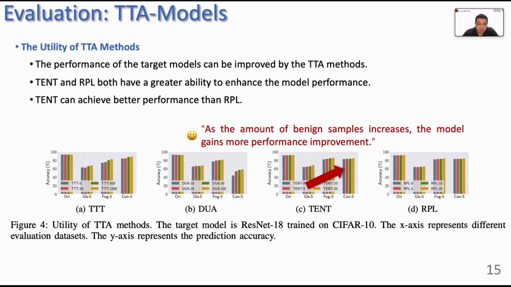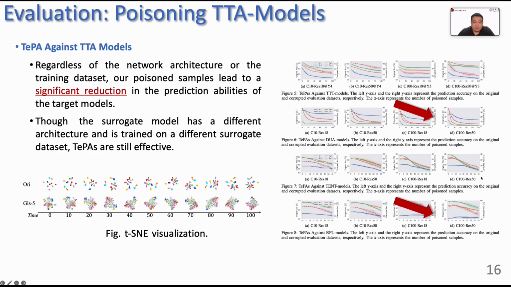Meanwhile, we notice that TENT and RPL both have a greater ability to enhance the model performance, and TENT can achieve better performance than RPL. Now, let's change the benign test samples to the poisoned samples. The experimental results demonstrate that, regardless of the network architecture or the training dataset, our poisoned samples lead to a significant reduction in the prediction performance of the target models.